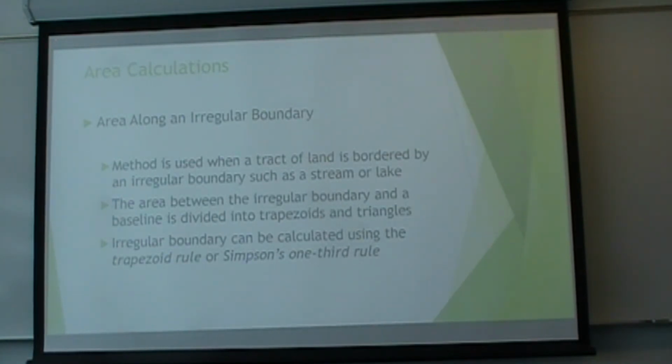Okay, so another problem you might be hit with is an irregular boundary problem. So this is a case where a tract of land is bordered by things such as a stream or a lake or river course, something like that. So you can establish the area between the irregular boundary and what we call a baseline. And you divide that baseline into equal segments that form trapezoids or triangles. And so this irregular boundary can then be calculated using either what's called the trapezoid rule or Simpson's 1/3 rule.